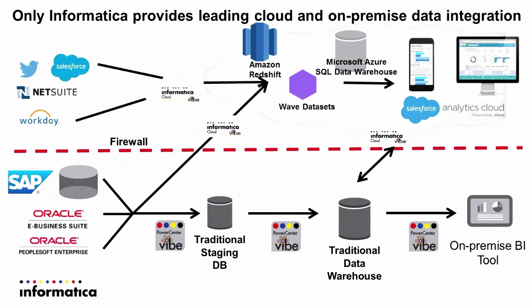So there are two parallel levels that enterprises can have. They can have the on-prem data warehouse, which is pulling data from legacy systems. They can also have the cloud data warehouse, which is pulling data from cloud apps. And they can have either one. So there is a huge range of options depending on the need of the customer.